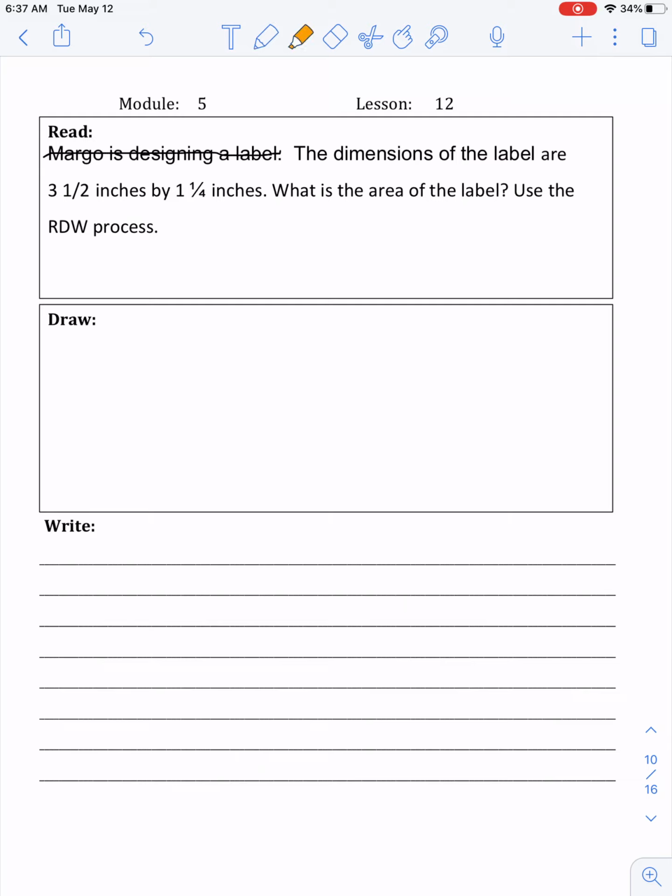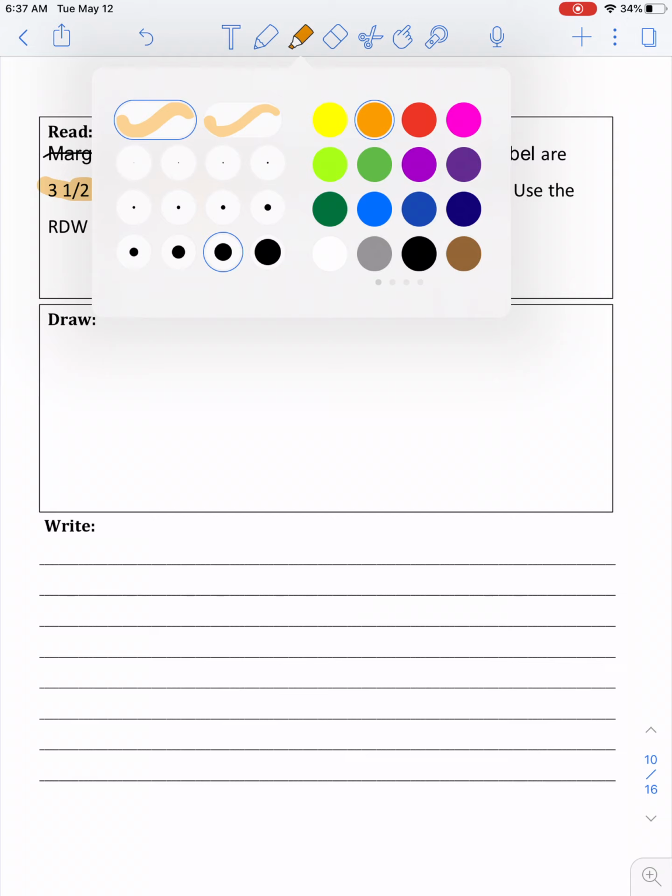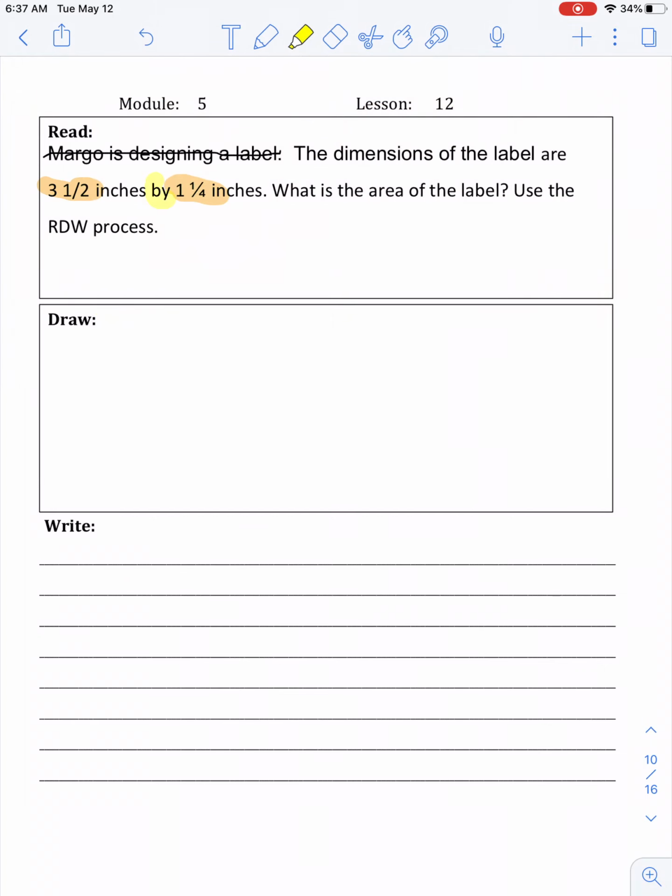We have key math numbers. We also have a math action word, by. By tells us that we have to multiply. And then area is also a math action word. So area, we know, like I said, is length times width.